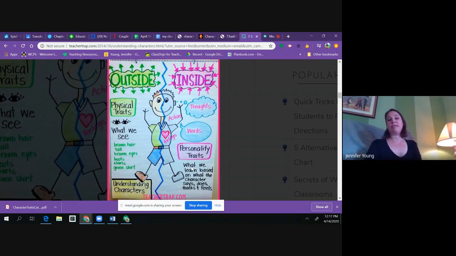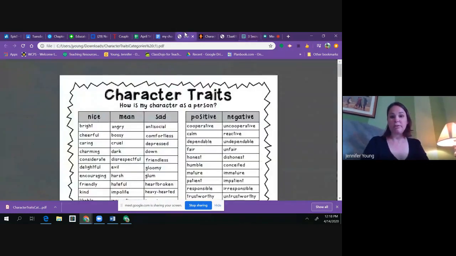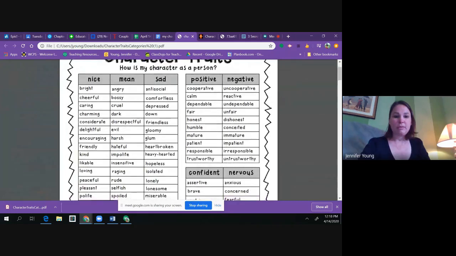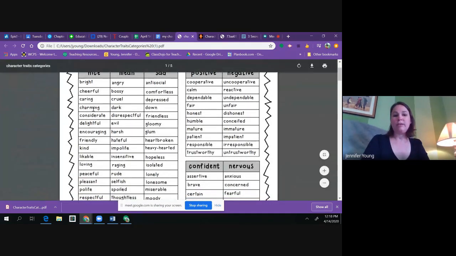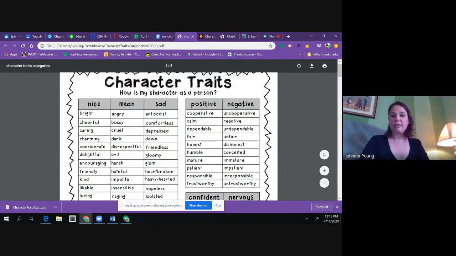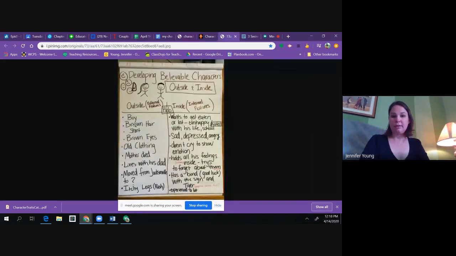Okay, so some inside traits, if we take a look at a chart that I gave you earlier in the year, these are organized, categorized in columns. So if you were just to say, my character's nice, you find a precise word that would describe how nice they are. They might be caring, friendly, lovable, peaceful. Say they are negative, right? They might be untrustworthy or unfair. If they're sad, if you take a look at that column, they might be down or they might be lonely. All right, so let's take a look at our character trait chart for Rob.